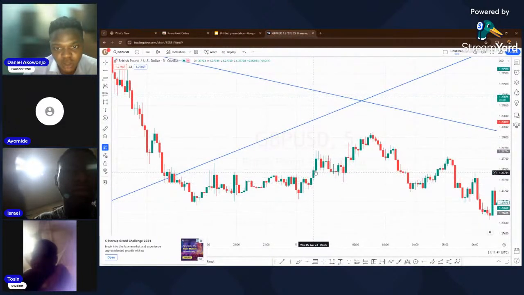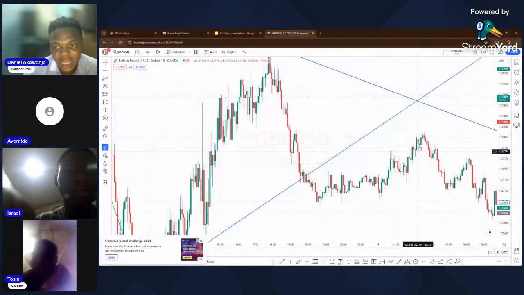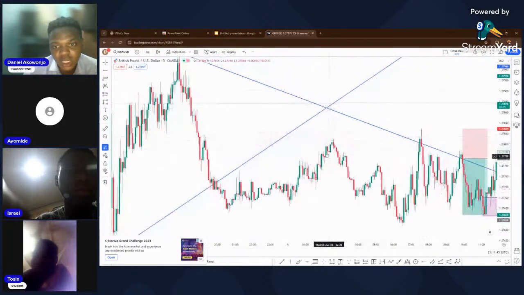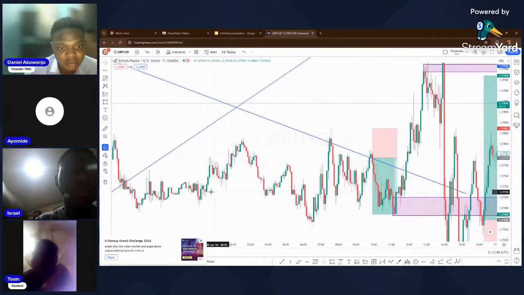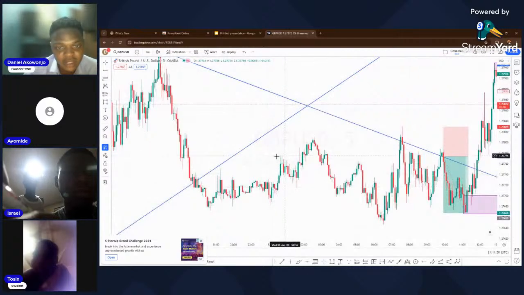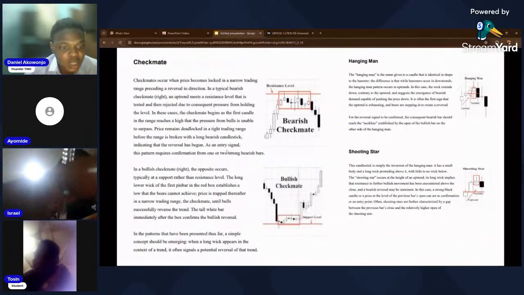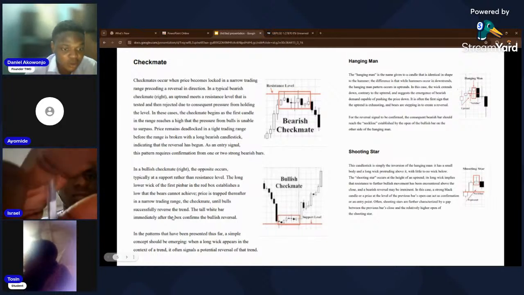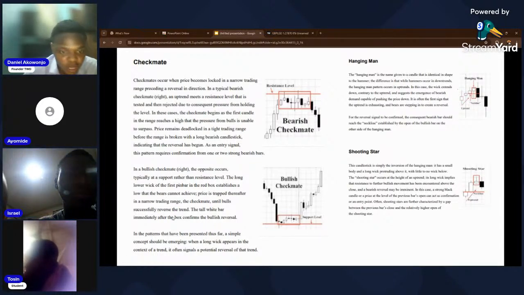You can see this, 1, 2, 3. It means that the buyers are now in the market. Then you'll be able to make your money off that trade. Does that make sense? I'll also talk about these three candlesticks formation soon. So in the patterns that have been presented thus far, a simple concept should be imagined: when a long wick appears in the context of a trend, it often signals a potential reversal of that trend. So when we see a rich candlestick, in the sense that it is long, it has a lot of body.